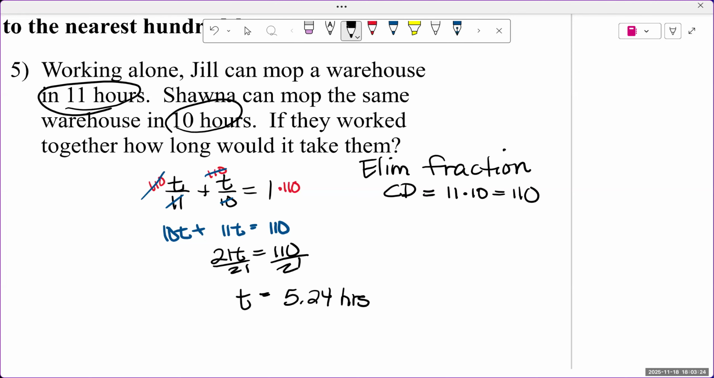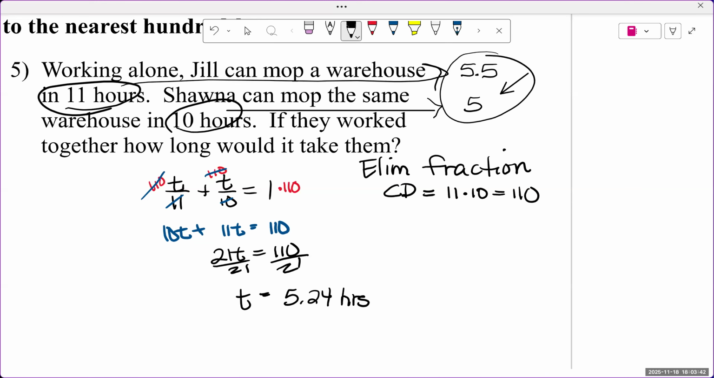Okay, so let's look. If it takes Jill 11 hours, two of them would be 5.5. If it takes Shauna 10 hours, two of them would be 5. I'm expecting a number somewhere in between 5 and 5.5. And the answer is 5.24.